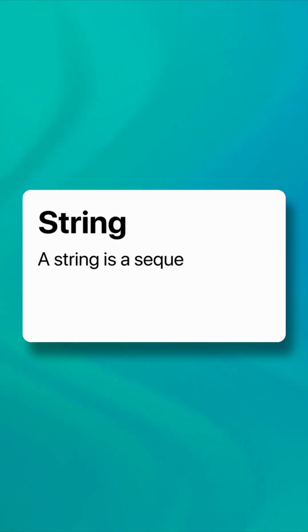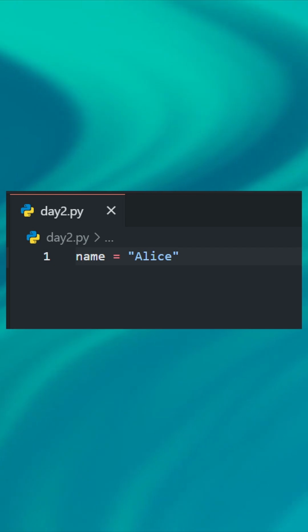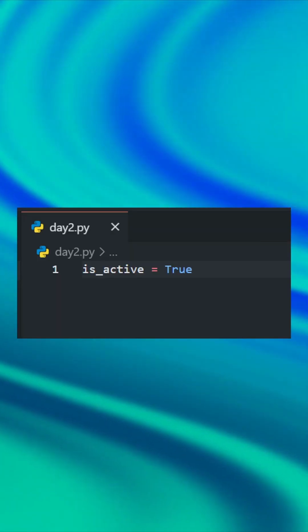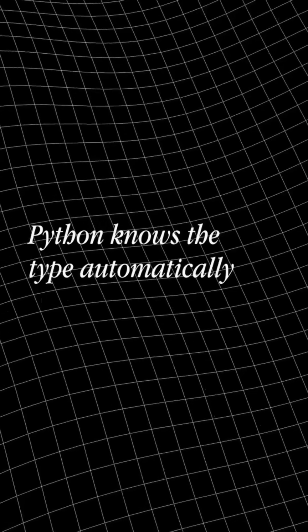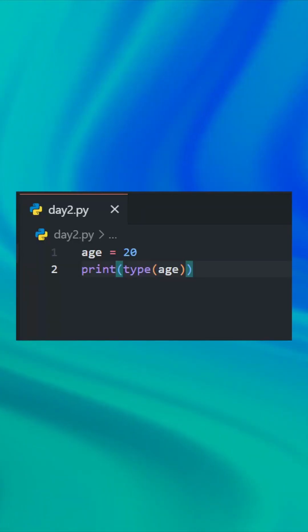String. A string is a sequence of characters inside quotes. For example, name equal to Alice inside double quotes. Boolean. Boolean takes only true or false. For example, is active equal to true. Python knows the type automatically, but you can check using type of age. The brackets here are called parentheses.